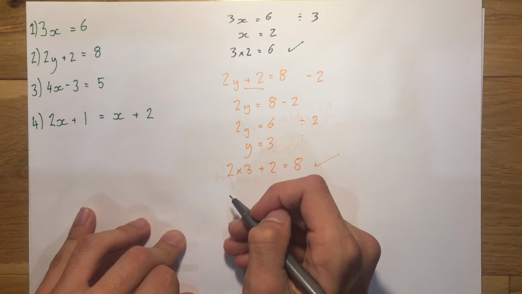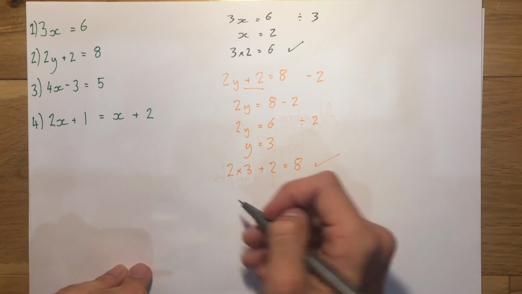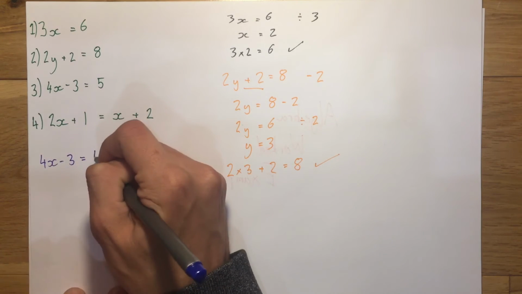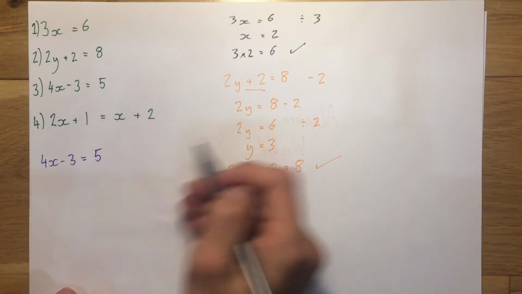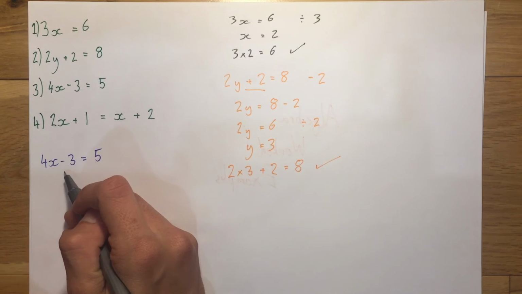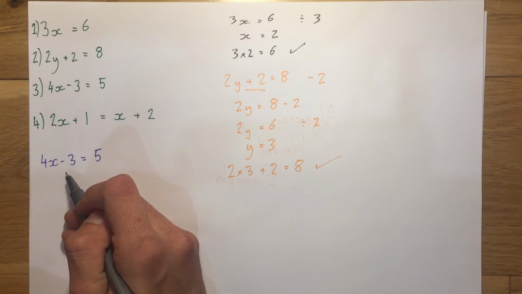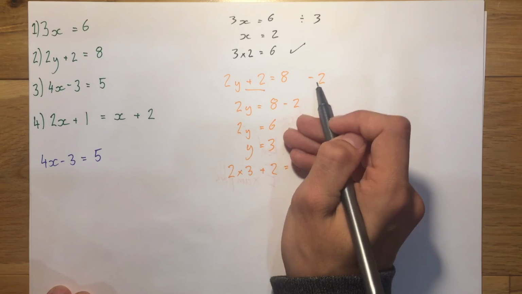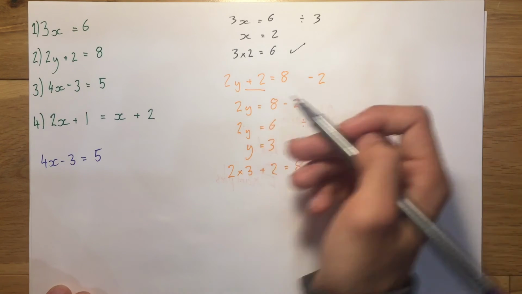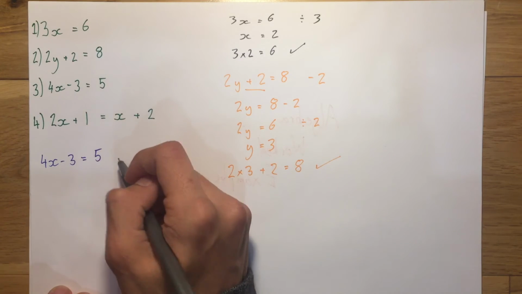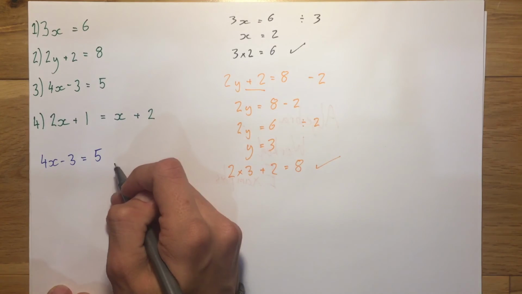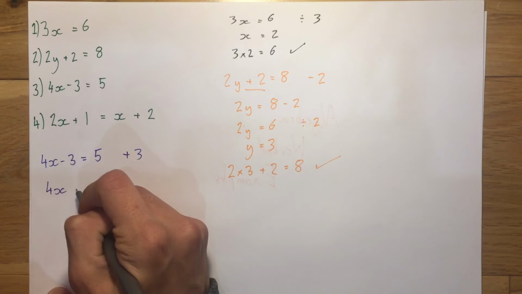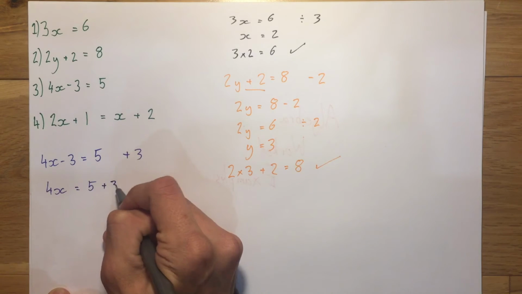4x minus 3 equals 5. This one, again, is slightly harder than the plus 2 because we've got a negative 3 here. It's easy to get confused by negatives. All we have to do is the opposite of when we have a plus. So to get rid of this negative 3, rather than taking away 2, we're going to add 3 to both sides, which gives us 4x equals 5 plus 3.